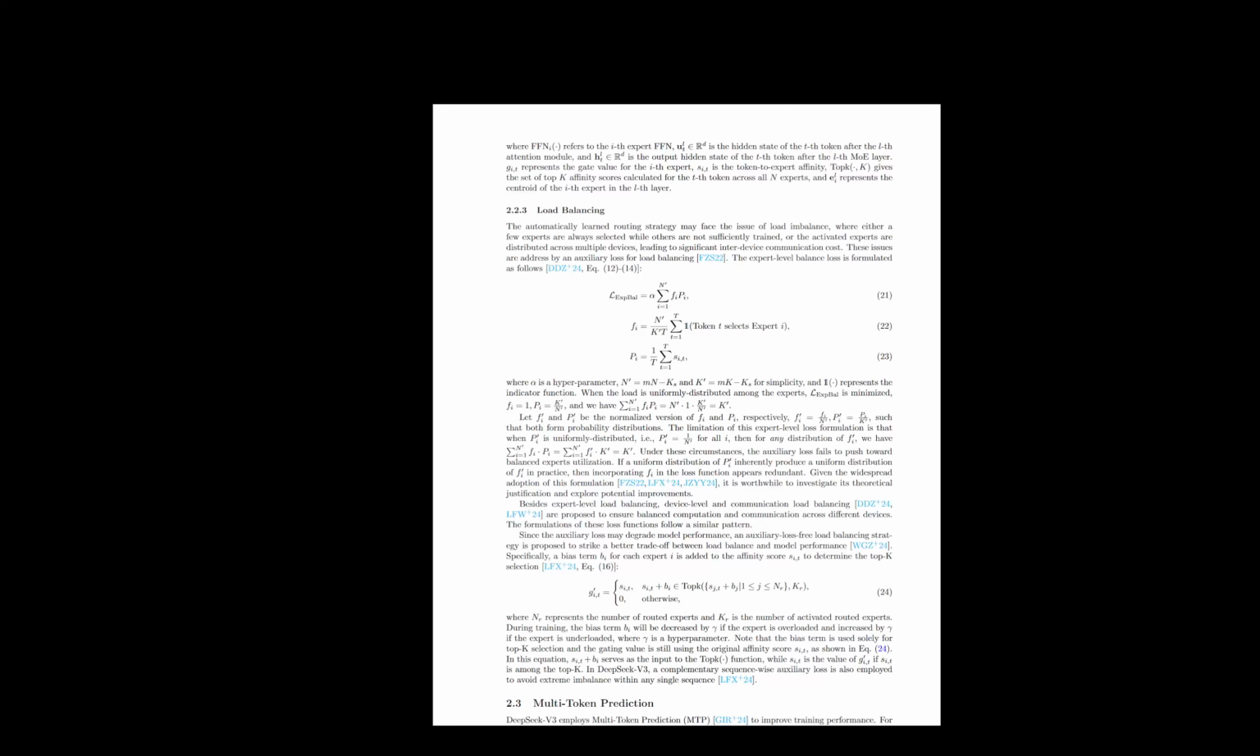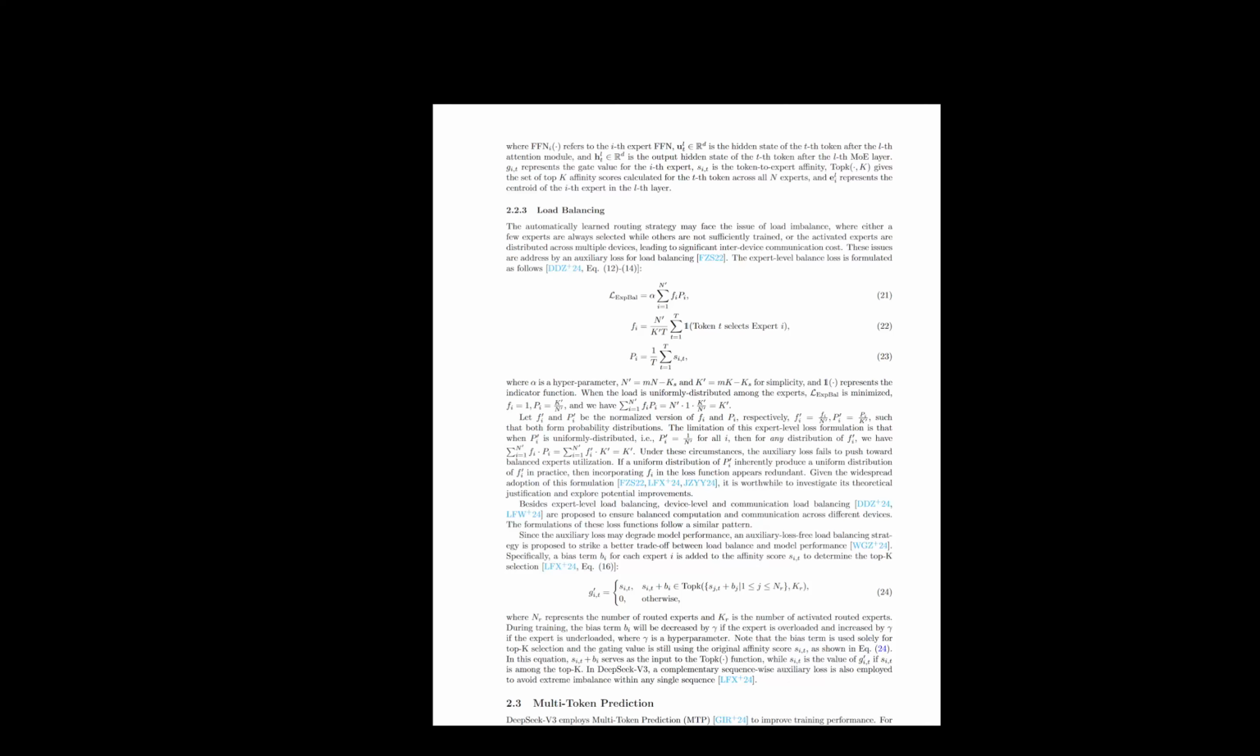Let F_i and P_i be the normalized versions of f_i and P_i, respectively: F_i = f_i/N, P_i = P_i/K, such that both form probability distributions. The limitation of this expert-level loss formulation is that when P_i is uniformly distributed, i.e., P_i = 1/N for all i, then for any distribution of f_i, we have the sum over i=1 to N of f_i P_i = the sum of f_i/N = K/N. Under these circumstances, the auxiliary loss fails to push toward balanced expert utilization.